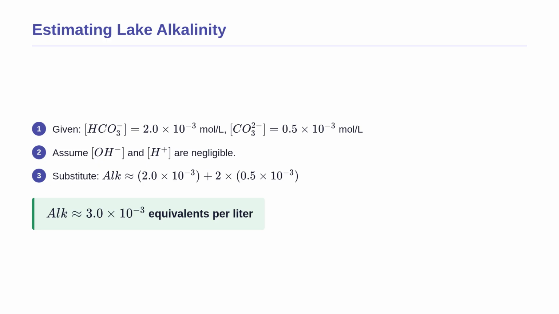Because hydroxide and hydrogen ions are negligible here, we simplify our formula to focus only on the dominant carbonate and bicarbonate terms. We substitute our values, remembering to multiply the carbonate concentration by 2. Adding these together gives a final answer of 3.0 times 10 to the negative third equivalents per liter. This relatively high value physically means the lake has a strong, healthy buffer system, well protected against acidic pollution.